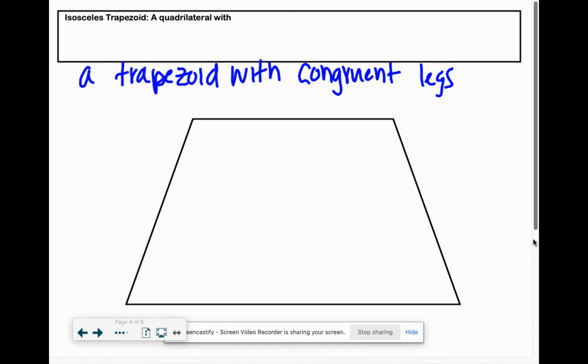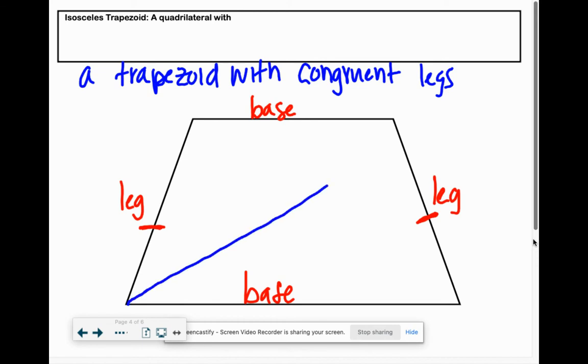So we'll label some stuff again. We've got our bases still, a base and a base. Our legs over here. And then since they're equal, we can put a little tick mark so we know they're the same. And draw in our diagonals. They are the same length when you have an isosceles trapezoid.